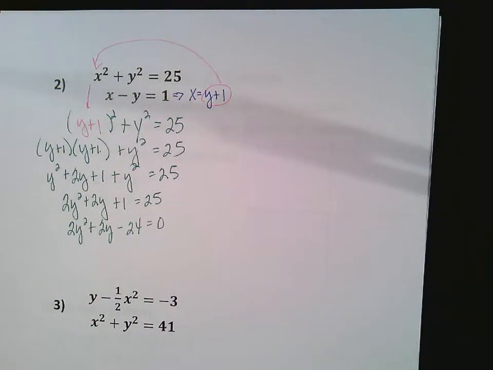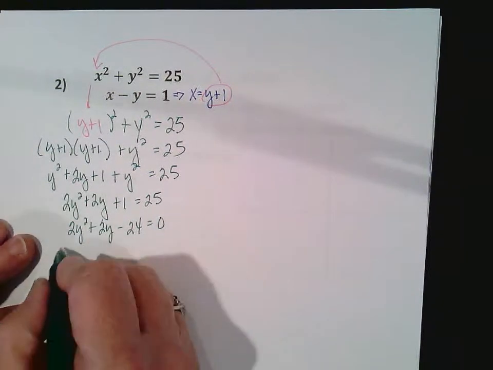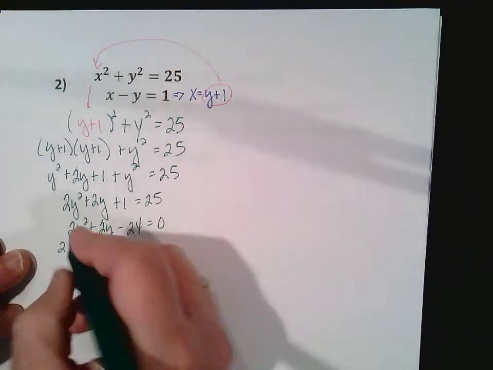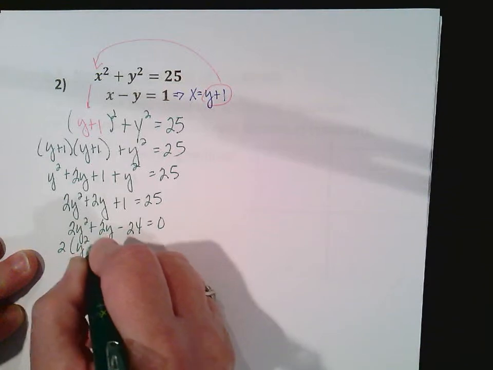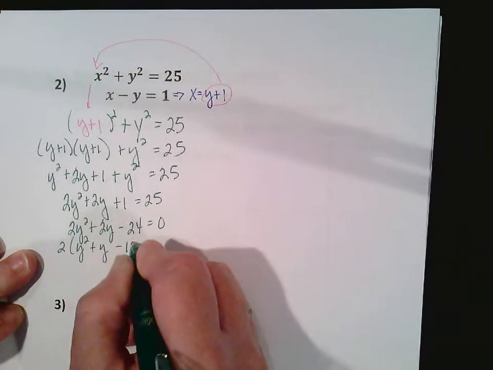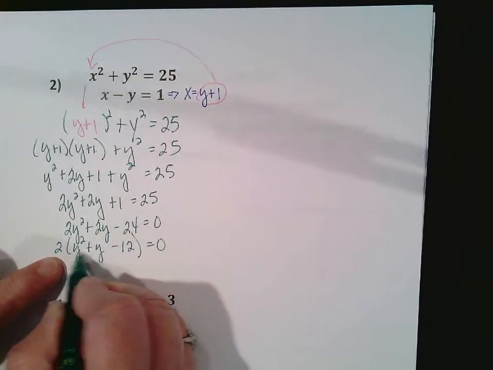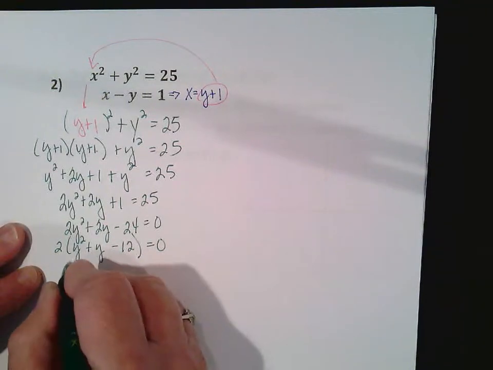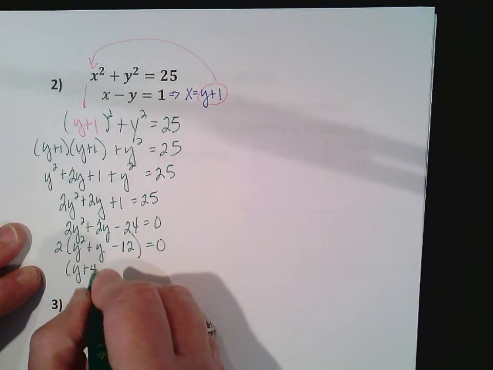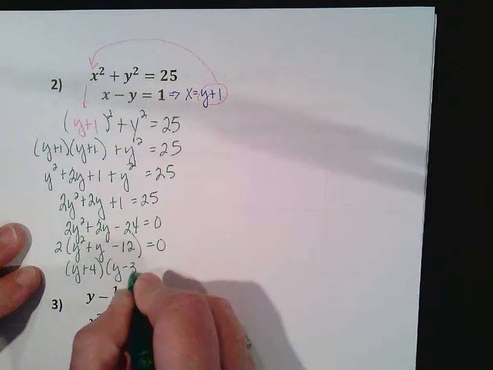And if you're looking closely, you can see that there's a greatest common factor I can factor out of this. I'm going to take that out because it's going to make my life a little bit easier. And I have y squared plus y minus 12. Now I'm going to split the middle of this, and I get y plus 4 and y minus 3 equals 0.